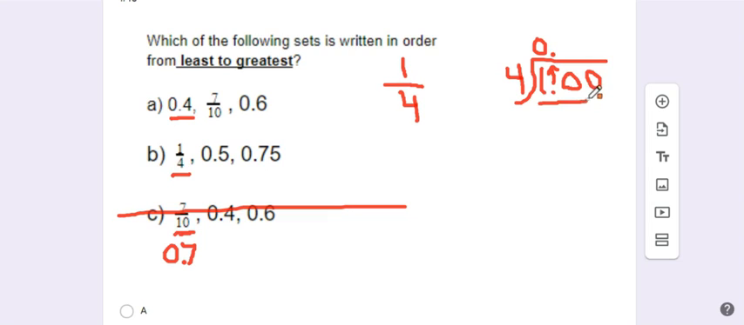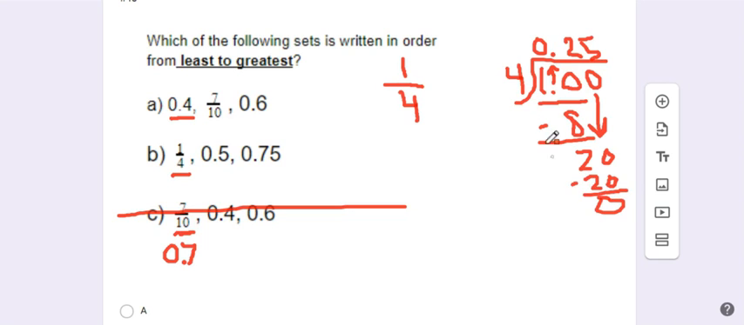So I consider the first 2 digits. 4 goes into 10 twice. 2 times 4 is 8. Then I subtract like I normally do. 10 minus 8 is 2. Bring down the next digit. And 4 goes into 20 exactly 5 times, right? 5 times 4 is 20. So the fraction 1/4 is the same as 0.25.